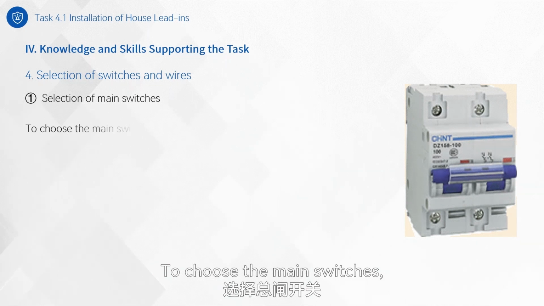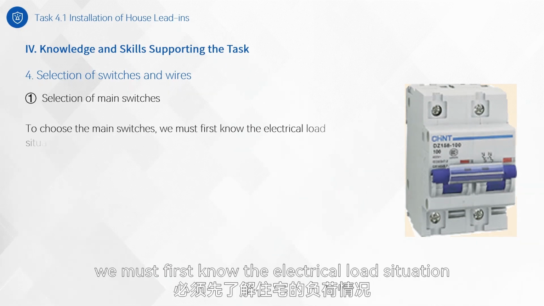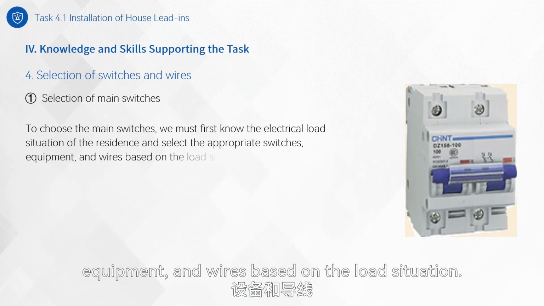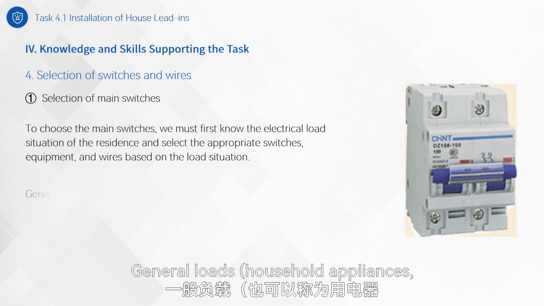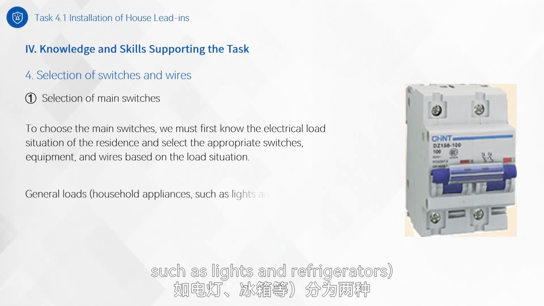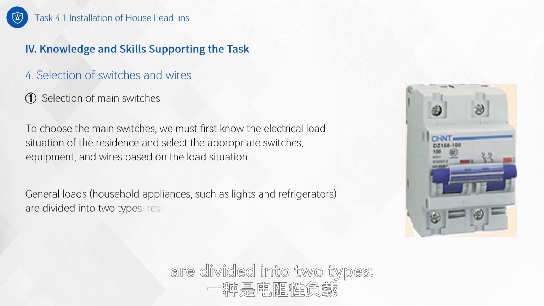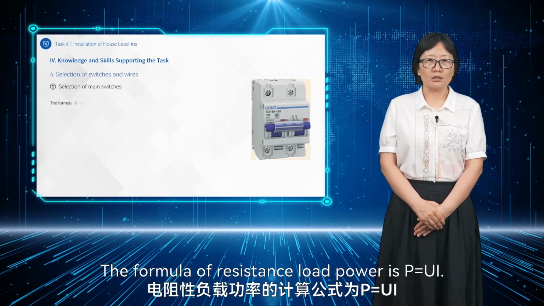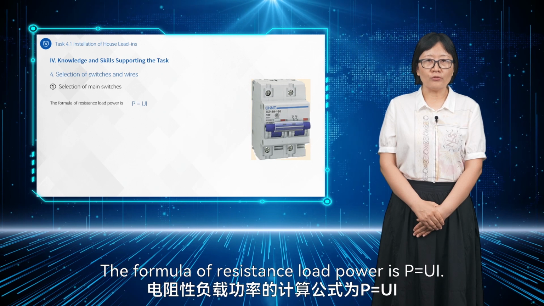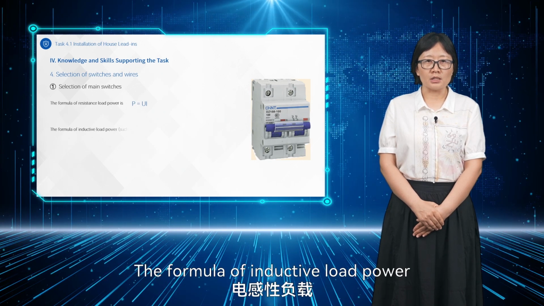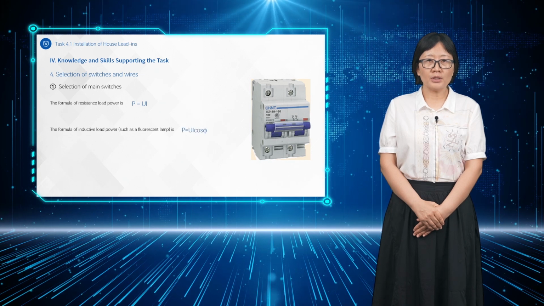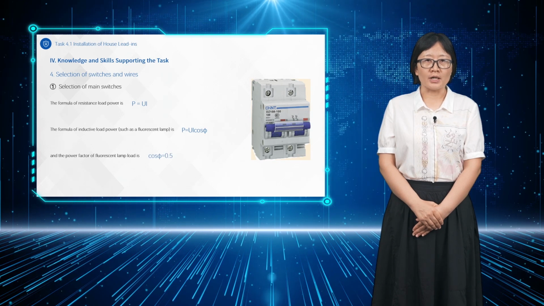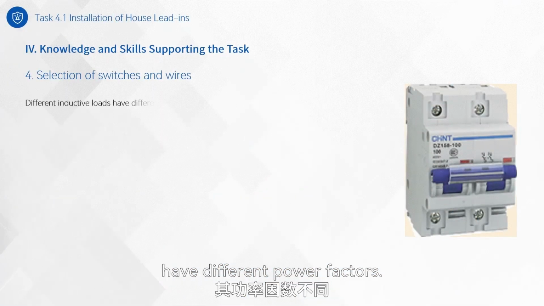To choose the main switches, we must first know the electrical load situation of the residence and select the appropriate switches, equipment, and wires based on the load situation. General loads, household appliances, such as lights and refrigerators, are divided into two types: resistance loads and inductive loads. The formula of resistance load power is P equals UI. The formula of inductive load power, such as a fluorescent lamp, and the power factor of fluorescent lamp load are as follows. Different inductive loads have different power factors.